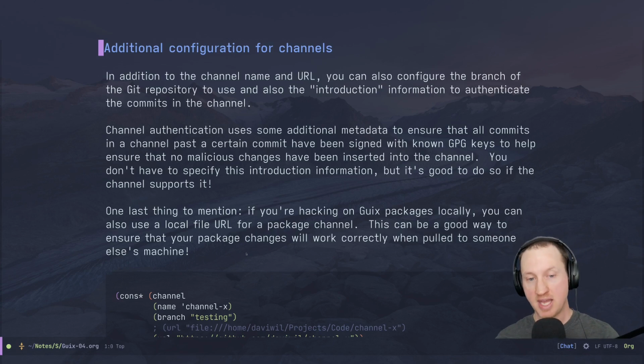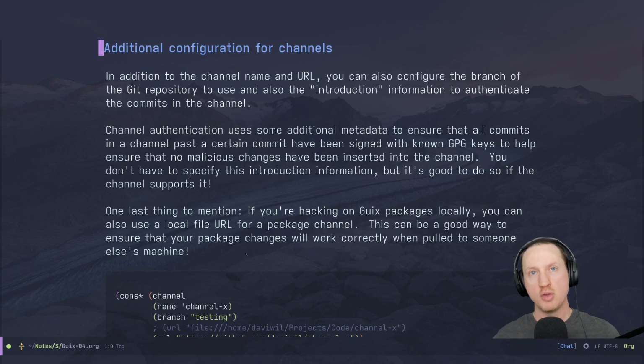Channel authentication uses some additional metadata to ensure that all commits in a channel pass a certain commit. So basically you turn on authentication at some certain point in a channel, and then from that point forward, everything there should be authenticated, to ensure that these commits have been signed with known GPG keys, to help ensure that no malicious changes have been inserted into the channel.